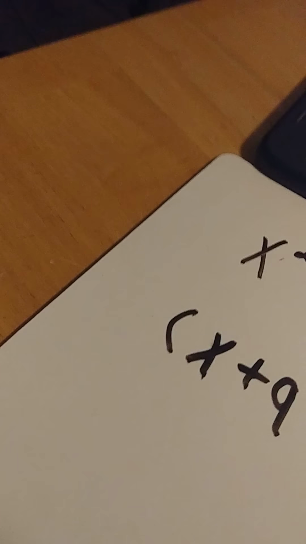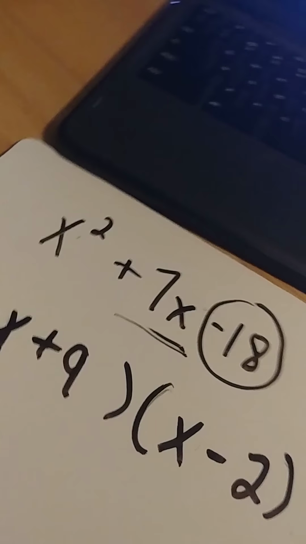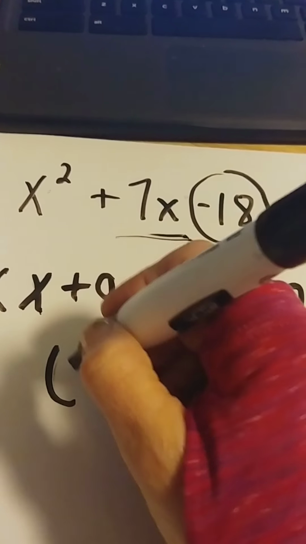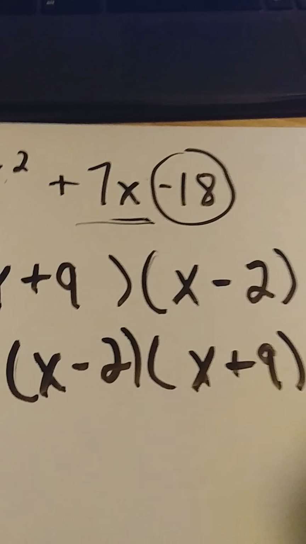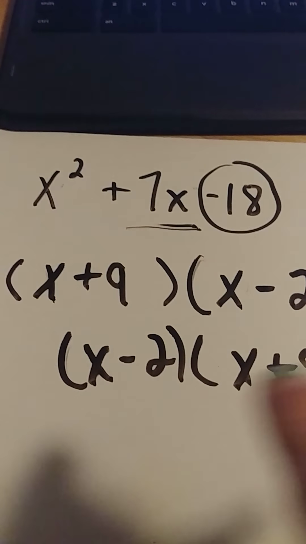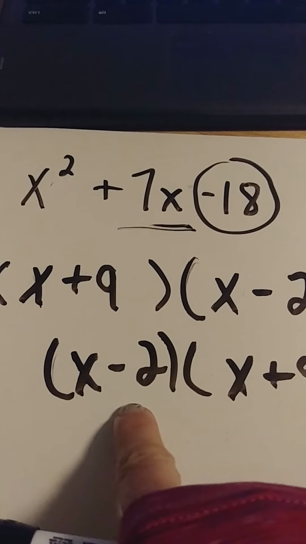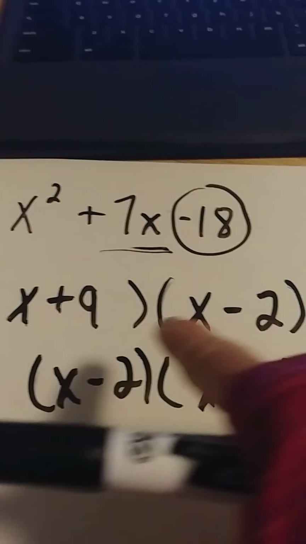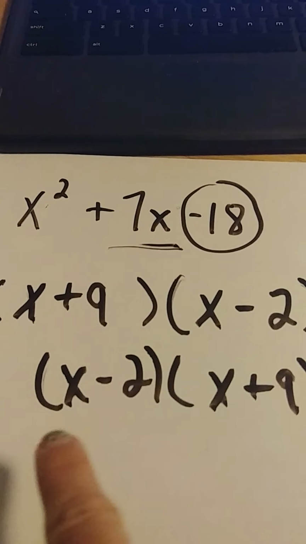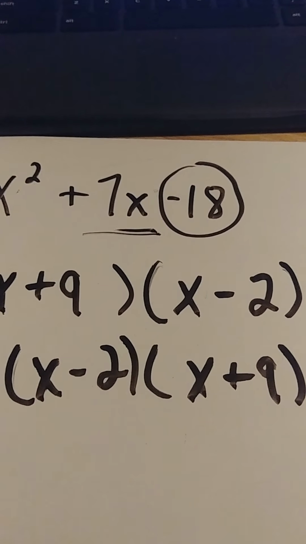Now, if you happen to write it as x minus 2 and x plus 9, that's the same thing. You can write that either way, but the 2 must have a negative and the 9 must have the positive. So this way to write it would be correct, and this way to write it would be correct.